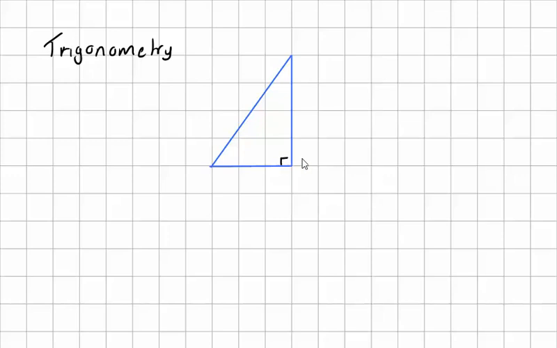It has a 90 degree angle. And if this is an angle, theta, we can label the three sides. So this side would be called the hypotenuse. What's this side called? The opposite. It's the opposite side. And this side would be the adjacent side. Adjacent means next to, so the adjacent is next to the angle.